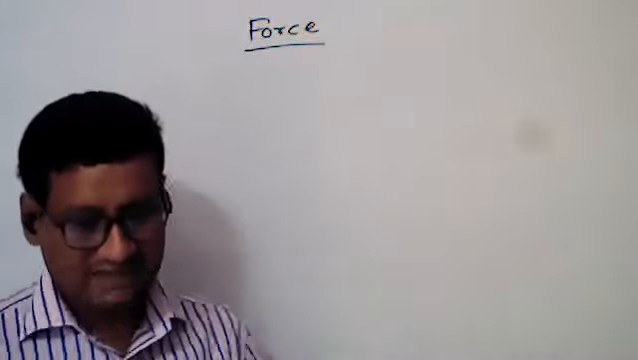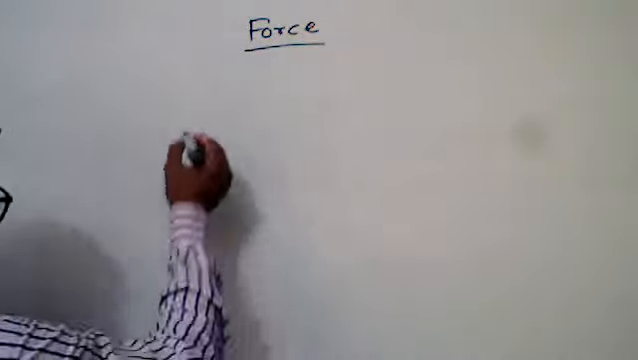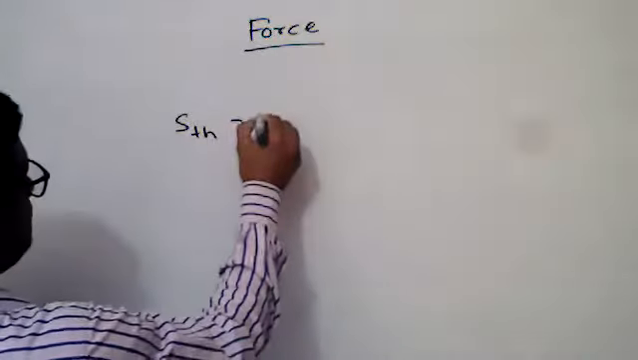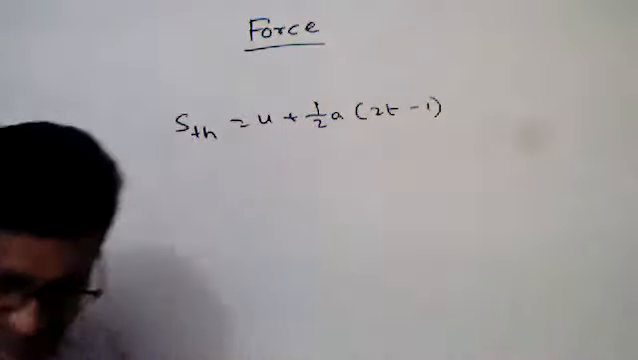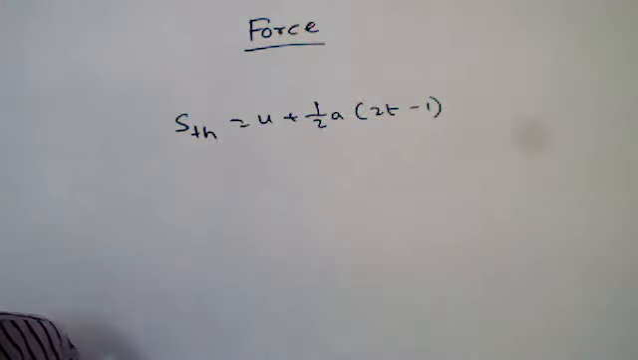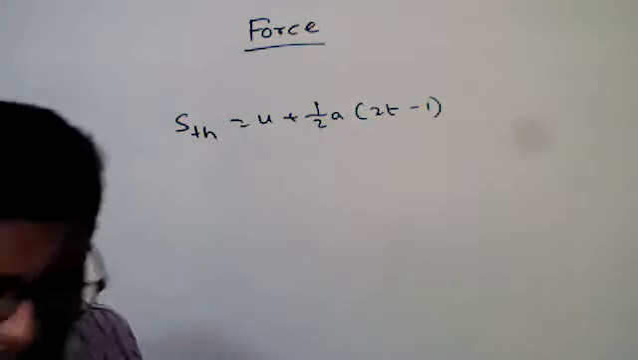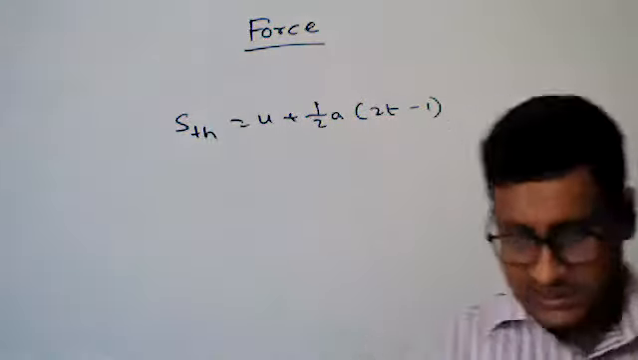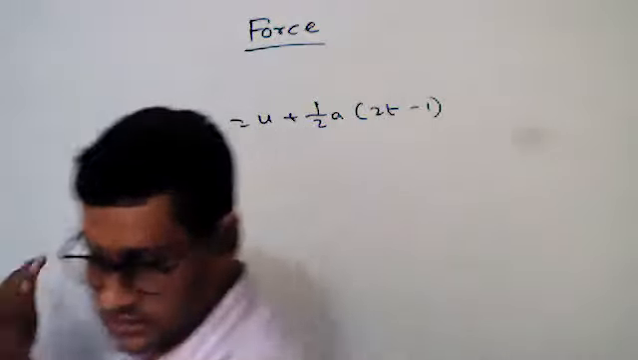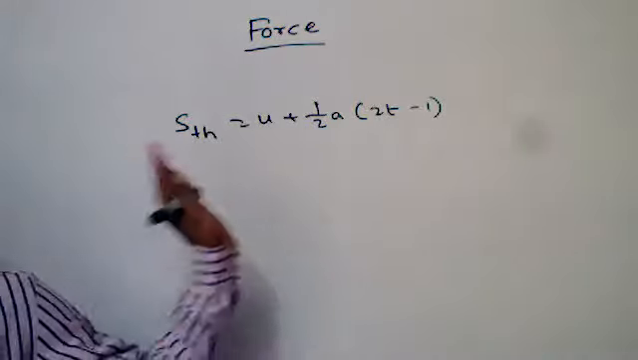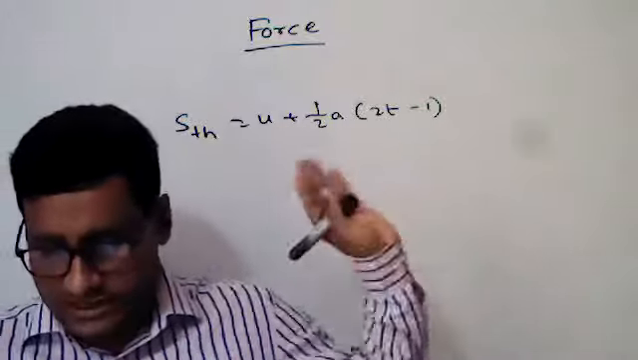Otherwise, for the 5th or 4th second you can say s_th equals u plus half of a into 2t minus 1. That's all. In an MCQ type question, you can use this formula, but in a creative question, you cannot use it because this equation is not included in your book.